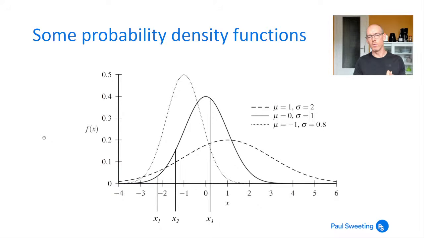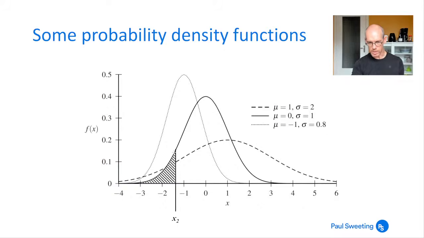What you can do with a probability density function, with a continuous distribution, is look at the probability of something happening up to or past a certain point. So if we take x2, for example, we can look at the probability of some random observation being less than x2. And that's found by looking at the area underneath the curve here.